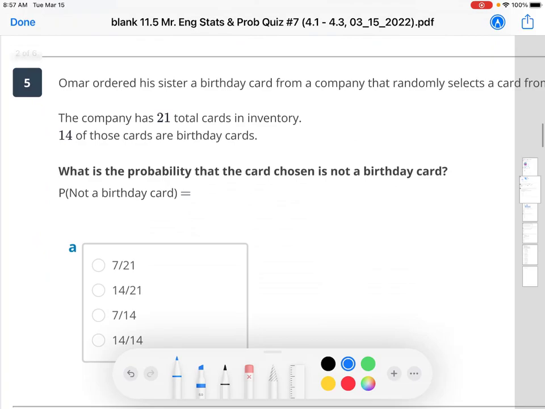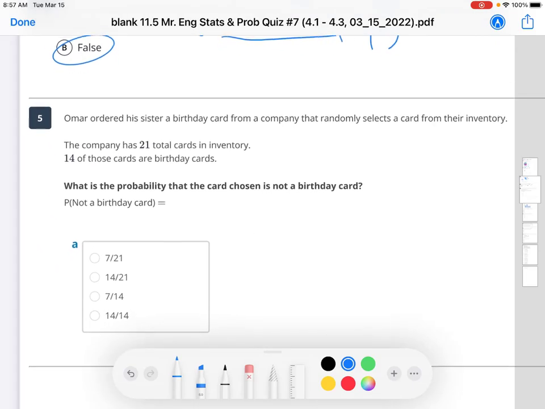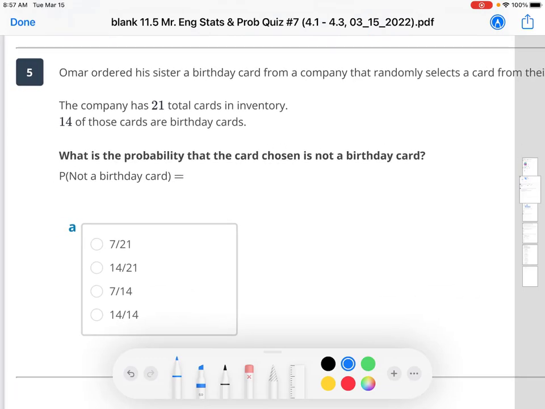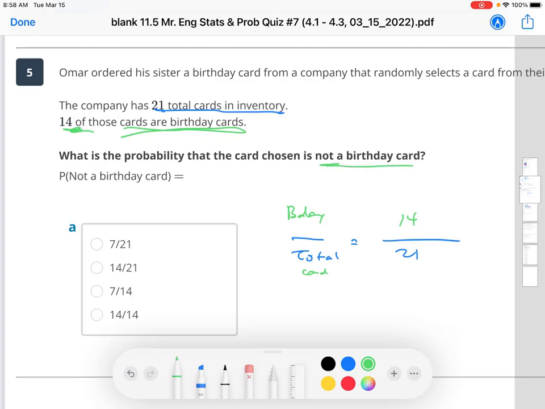Omar ordered his sister a birthday card from a company that randomly selects a card from their inventory. The company has 21 total cards in inventory, so total is 21, and 14 of those are birthday cards. So total cards, B-Day cards, there are 14 of these. What is the probability the card chosen is not a birthday card?